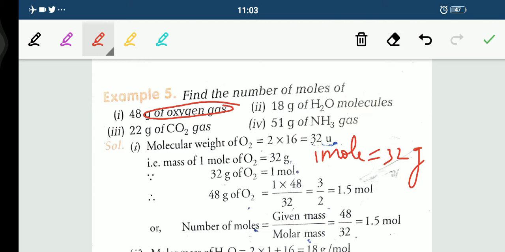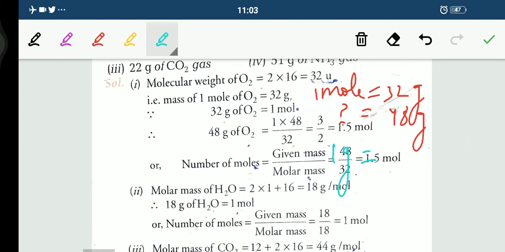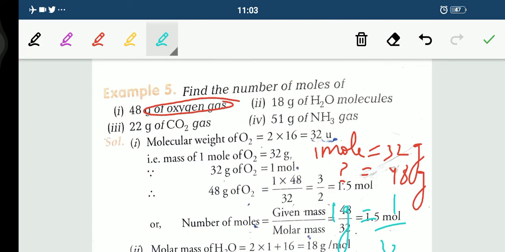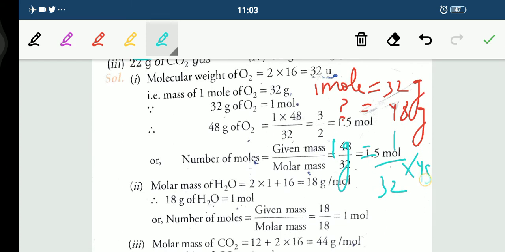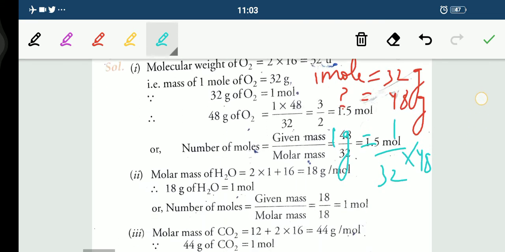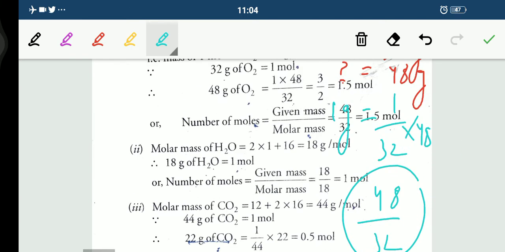But they are asking us, in 48 gram of oxygen, how many moles will be there? This was the question. So what do we need to do? We need to know about the 1 gram. For 1 gram, we need to find out the moles. So moles will be your numerator, 1 upon 32. And if they are asking for the number of moles in 48 gram, simply multiply it by 48. So it becomes 48 upon 32, and your answer comes out to be 1.5 mole.